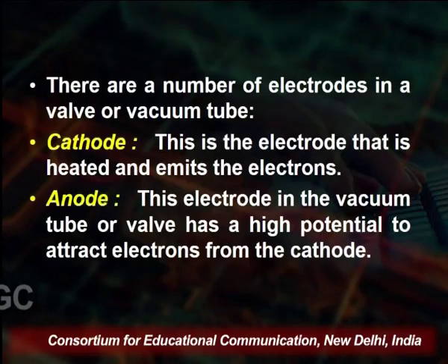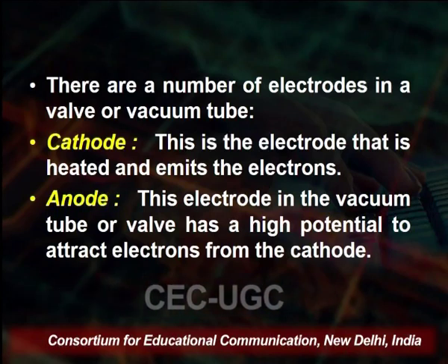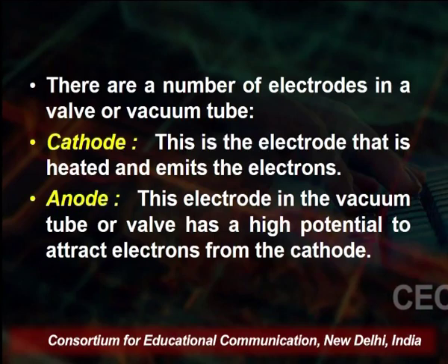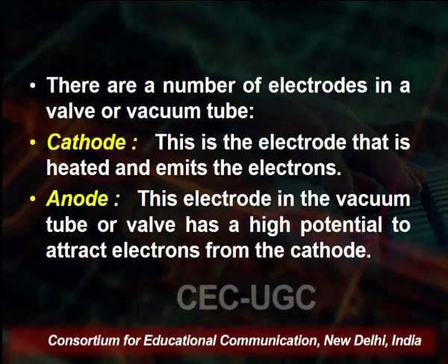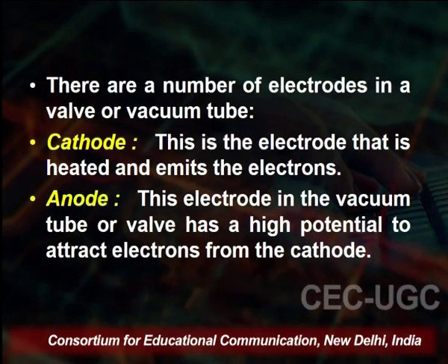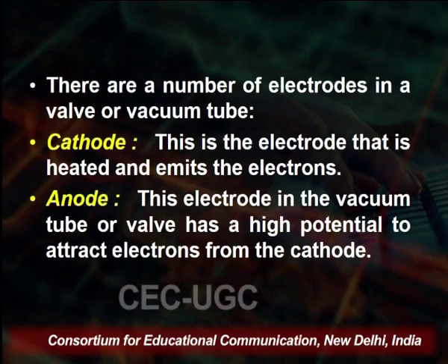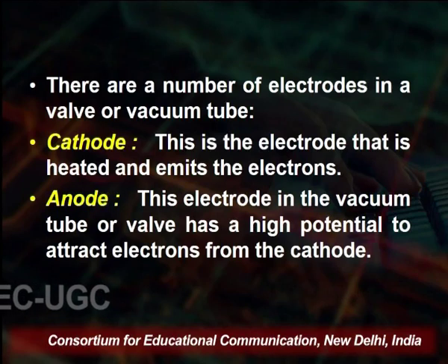So, there are a number of electrodes in the valve or the vacuum tube. What are these electrodes? First is the cathode, second is the anode, and third is the grid. What is the cathode? This is the electrode that is heated and emits the electrons. So, the cathode generates the electrons, which pass from the cathode to the anode.